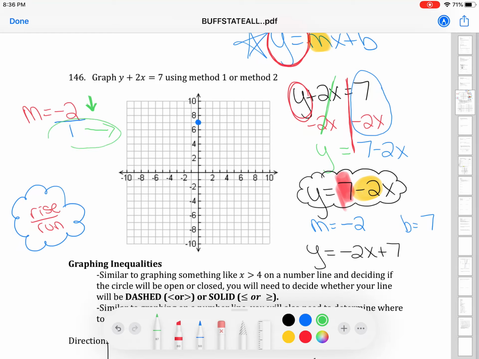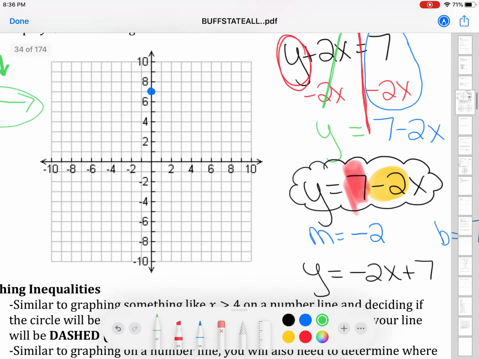And for all examples you're going to see, we're always going to run right. So that's a nice way to remember. Your denominator is always going to be positive in this course, so we're always going to be running right. So that's why I tell you that. So this one from 7, I'm going to go down 2, right 1, down 2, right 1, down 2, right 1.